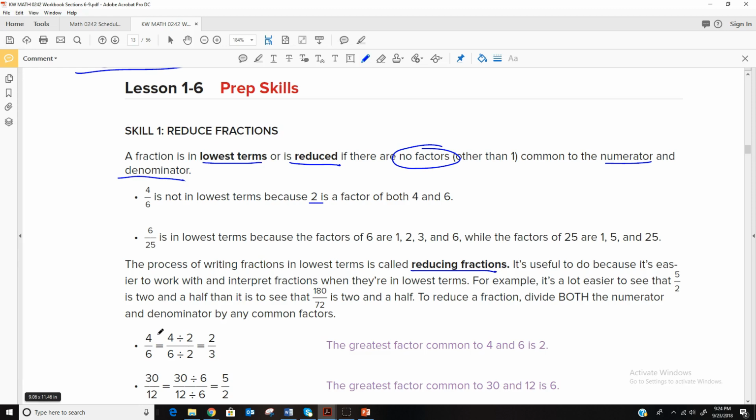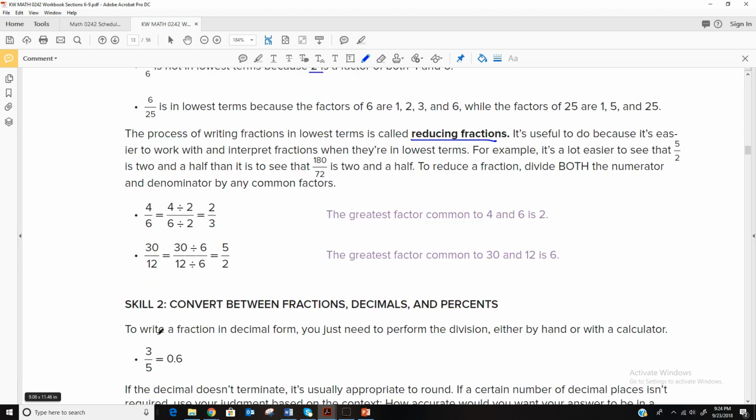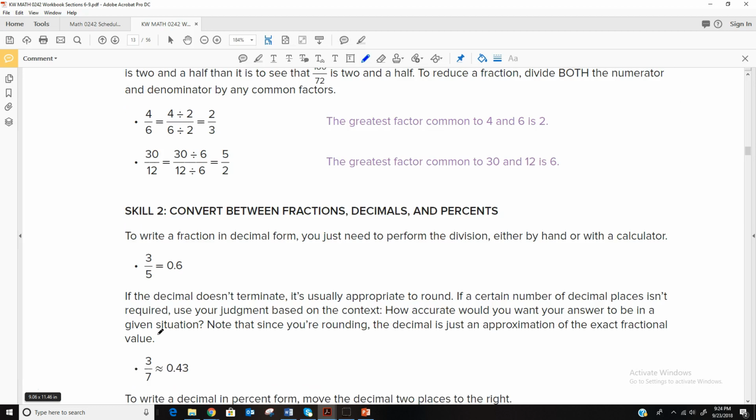So for this first one that we looked at, let me roll this up a little bit, the 4/6 that we talked about, since 4 and 6 are both divisible by 2, we're going to take the top and the bottom and divide both of them by 2. As long as we divide the top and the bottom by the same thing, we'll end up with an equivalent fraction. And if we continue that process of dividing out anything that they both have in common until they don't have anything else in common, then we have it in reduced form. So 4 divided by 2 is 2, 6 divided by 2 is 3, and that's in reduced form. 30 over 12, 30 divided by 6, and 12 divided by 6, they both are divisible by 6, so we do that, and it reduces to 5 halves.